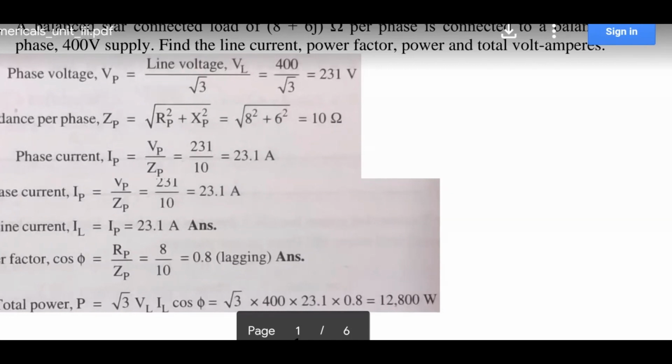First of all, line voltage is given as 400 volts. So we are required to calculate the phase voltage, which is 400 by root 3. Why have we calculated the phase voltage? Because in the previous numerical also I have told you that the load is connected to the phase only. So whenever we are required to calculate the current, we require two things: voltage and the impedance. So that's why phase voltage is calculated.